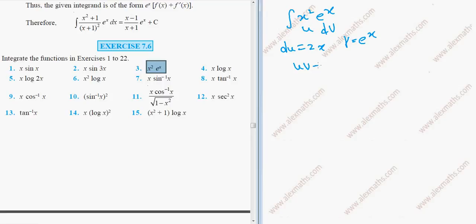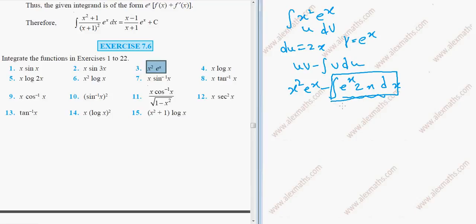Now the formula is uv minus integral v du, isn't it? So uv minus integral v du. Now once again I have to apply ILATE for this. So this is how the concept is applied for the problems. So when you have a simple term, you can integrate as it is, but if you have a product of two different functions, again we go for the ILATE method.